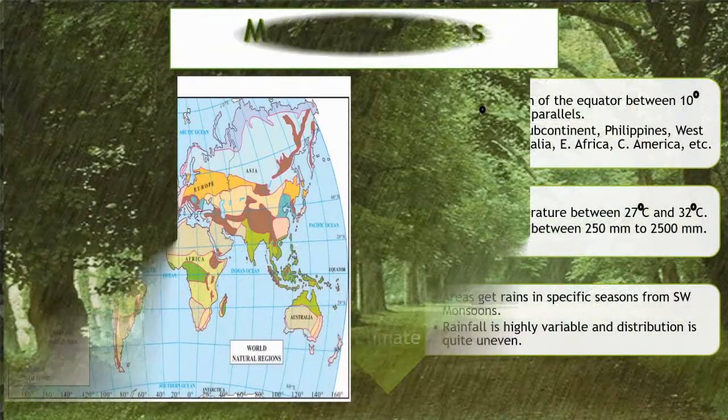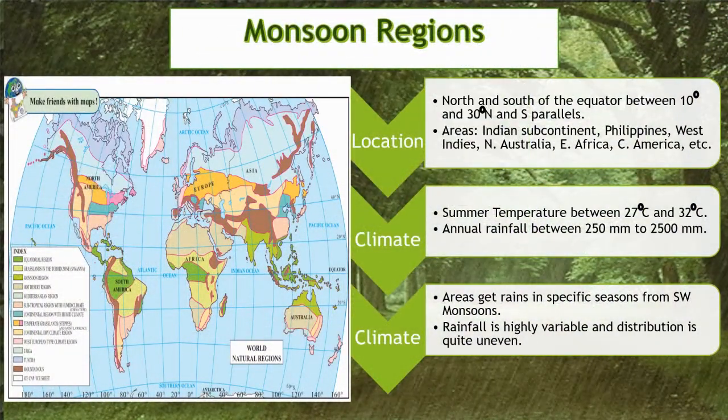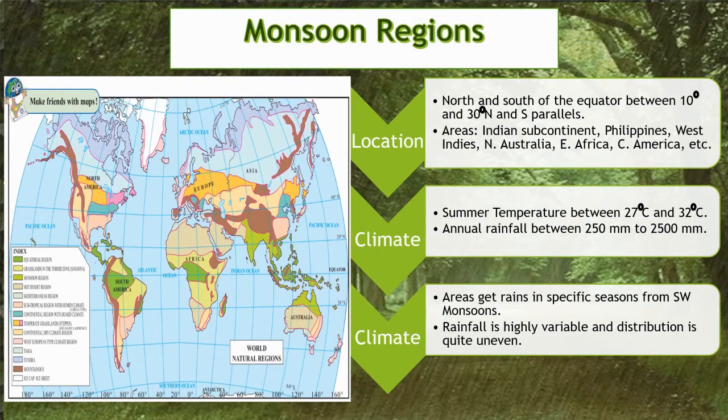The natural regions also are divided into the monsoon, the Mediterranean, and the West European regions. While the monsoon and West European regions stand out because of specific winds blowing there, the Mediterranean region is known for its rainfall in winters. The topic we are going to talk about is the monsoon region.